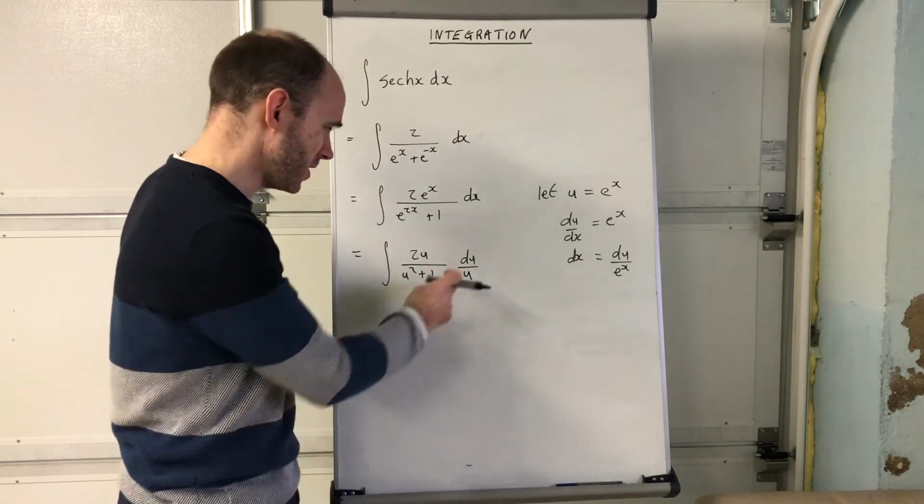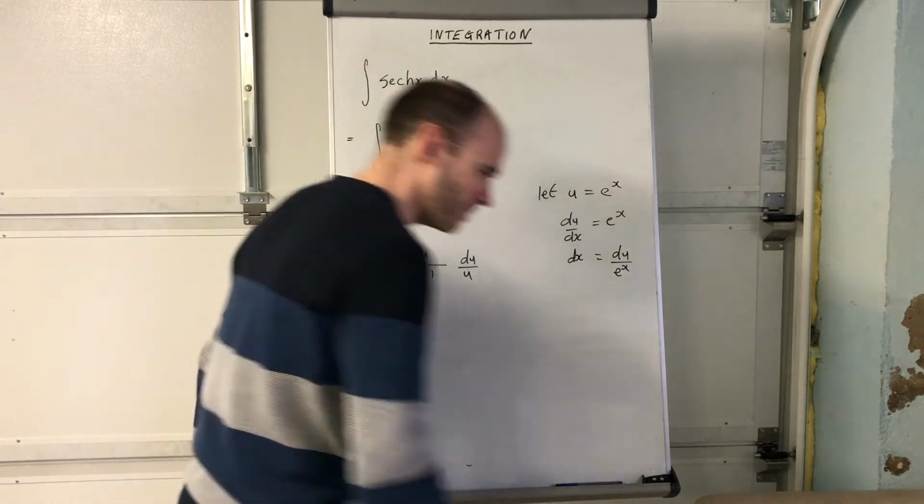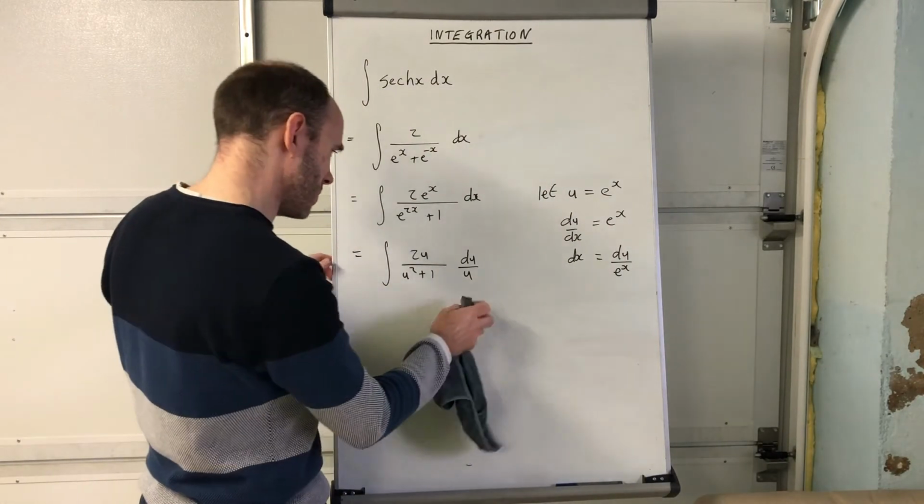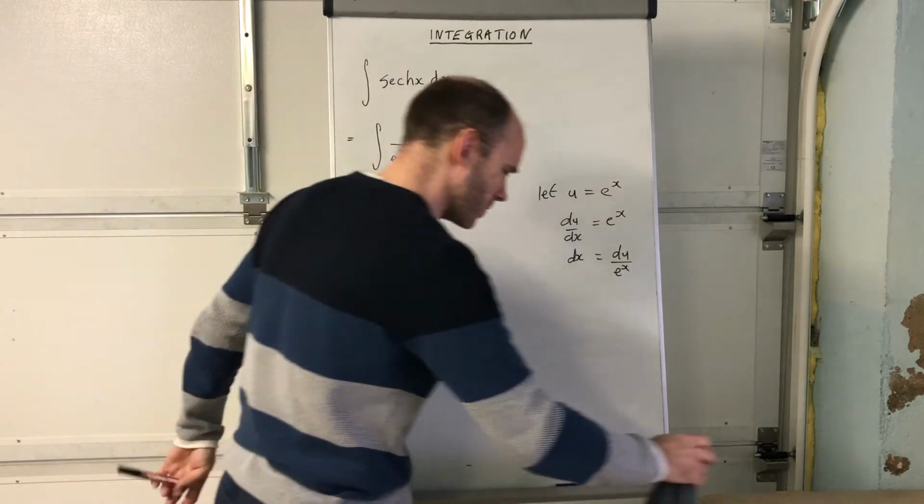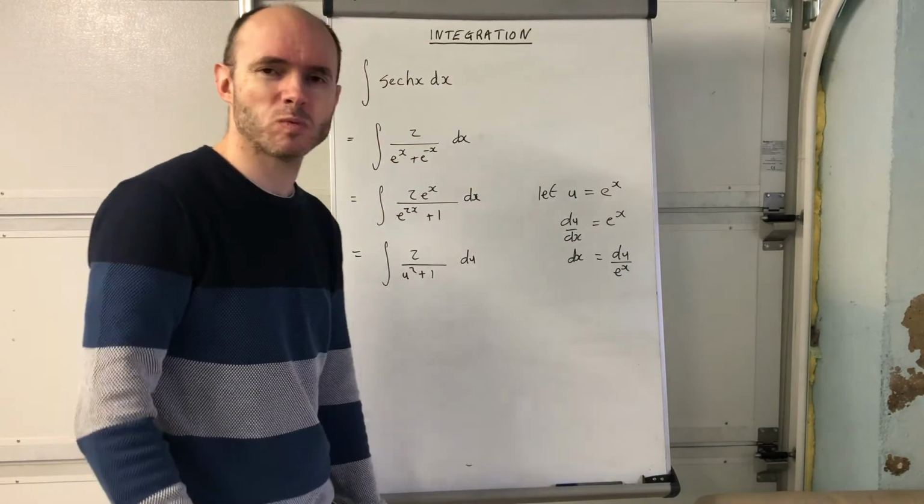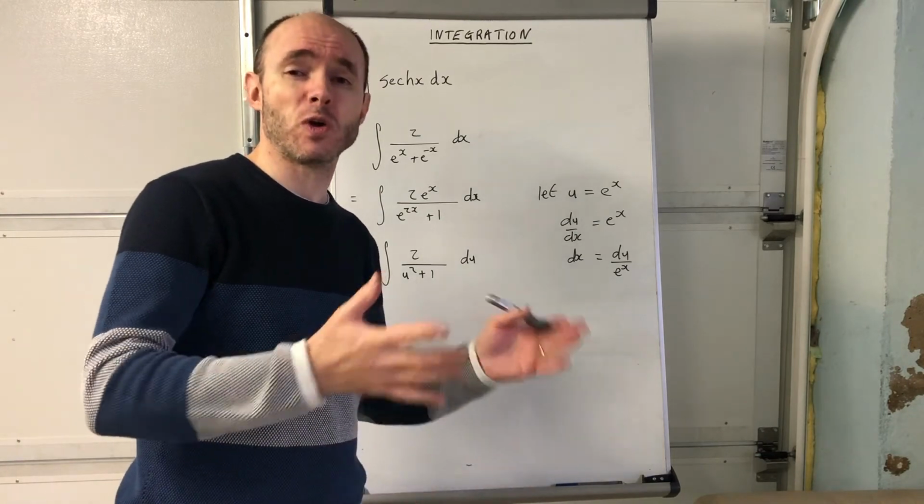And notice how the u's cancel out. That happens with substitution, doesn't it? The idea is that the method makes the integral much simpler for us to deal with. So I'm just going to cancel those now, and then that's our integral. 2 over u squared plus 1. Now that is one of your standard integral results that you need to be looking for.